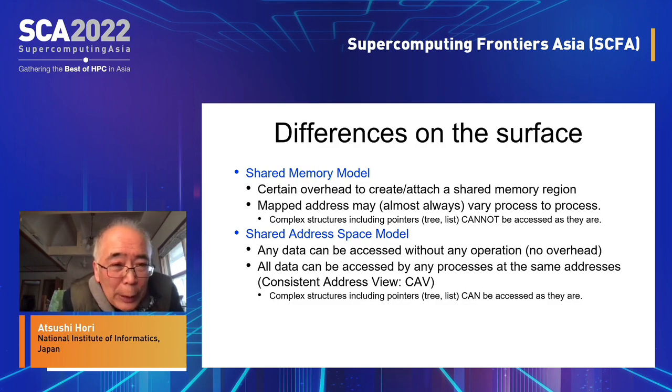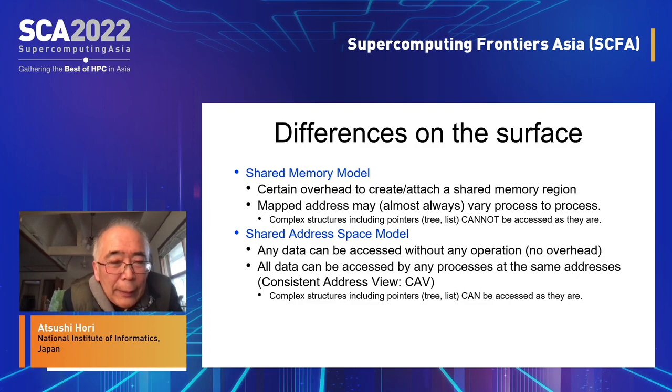But in the shared address space model, any data can be accessed without any operation, just because they share the same address space. There's no overhead. Also, any data in the shared address space can be accessed at the same address; it does not vary from process to process. The address of a structure A can be accessed from any task in the shared address space model.